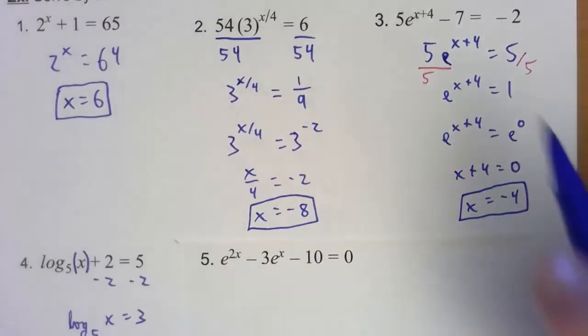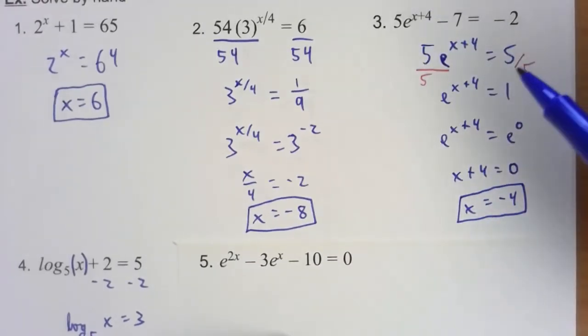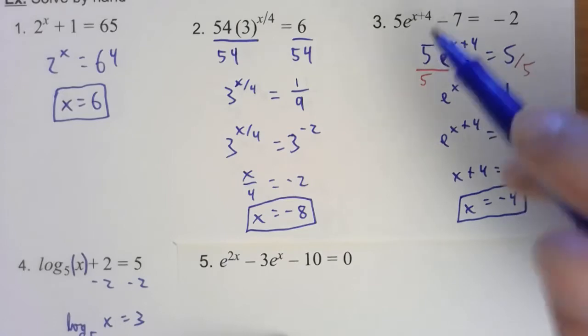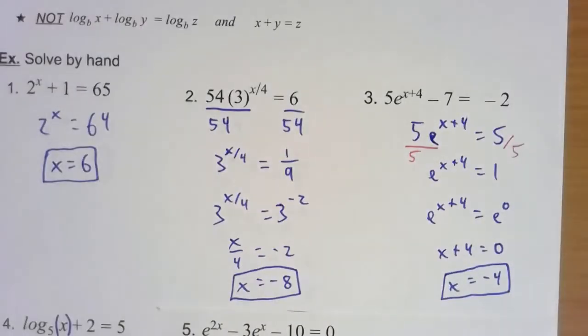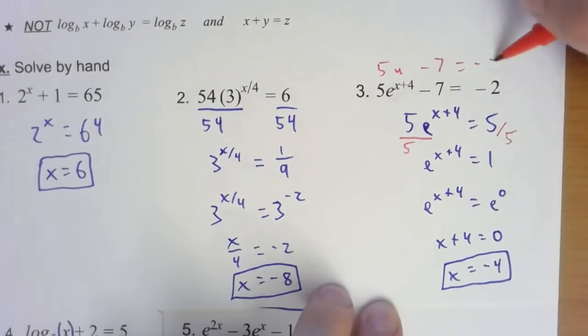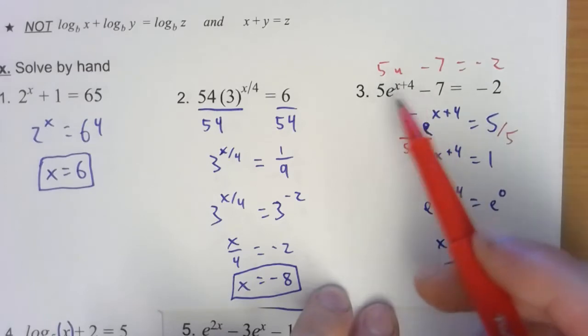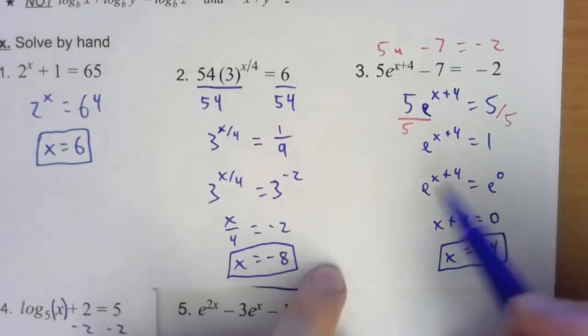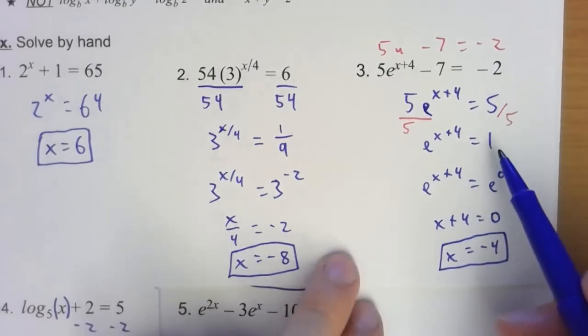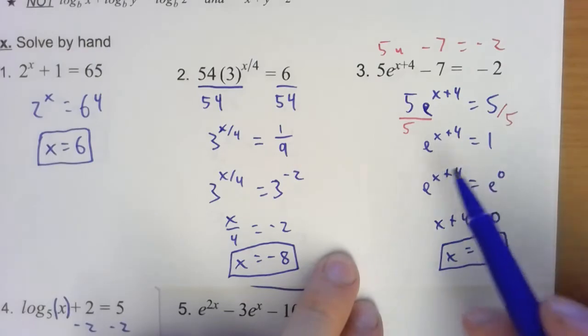So you can double check your answers here. For number 3, we added the 7 and then divided by the 5 to get the exponential by itself. It's kind of like we're looking at this like 5u minus 7 equals negative 2. This e to the x plus 4 is what we're trying to isolate and get by itself. Once we've done that, the trick here was seeing that to get 1, we need an exponent of 0. 1 is e to the 0. And so we want this x plus 4 to equal 0.